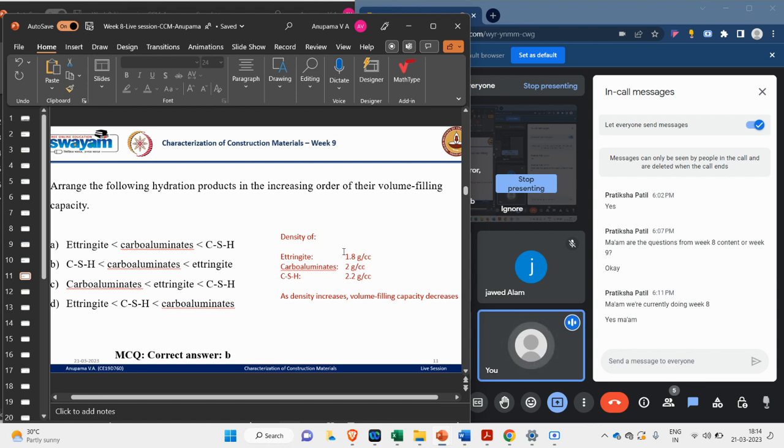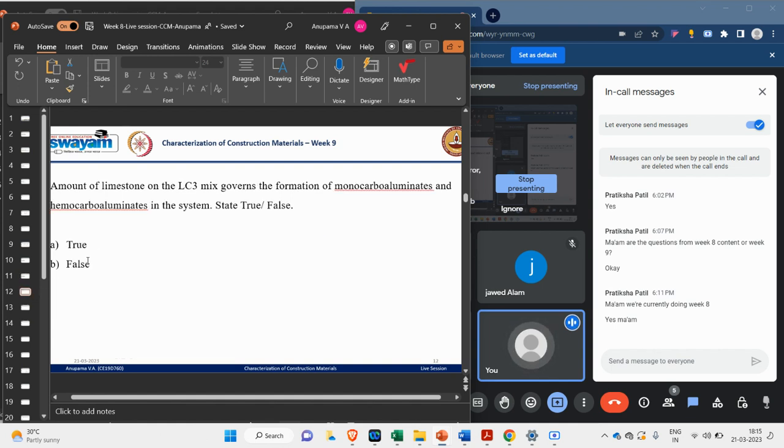That is why when we say ettringite forms, there is a volumetric expansion. More volume is formed by the ettringite or filled by the ettringite. So the correct answer is CSH less than carboaluminates less than ettringite. Okay, let's move to the next question.